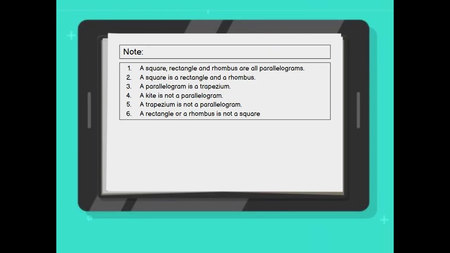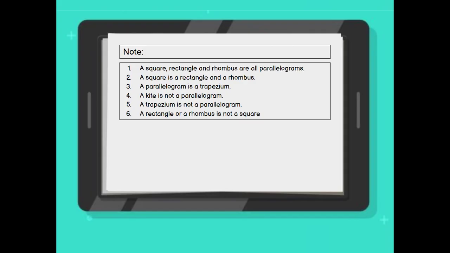A kite is not a parallelogram. Why? Because opposite sides are not parallel. A trapezium is not a parallelogram. Yes, trapezium is not a parallelogram. Why? In a parallelogram, both pairs are parallel. But whereas in a trapezium, only one pair is parallel.